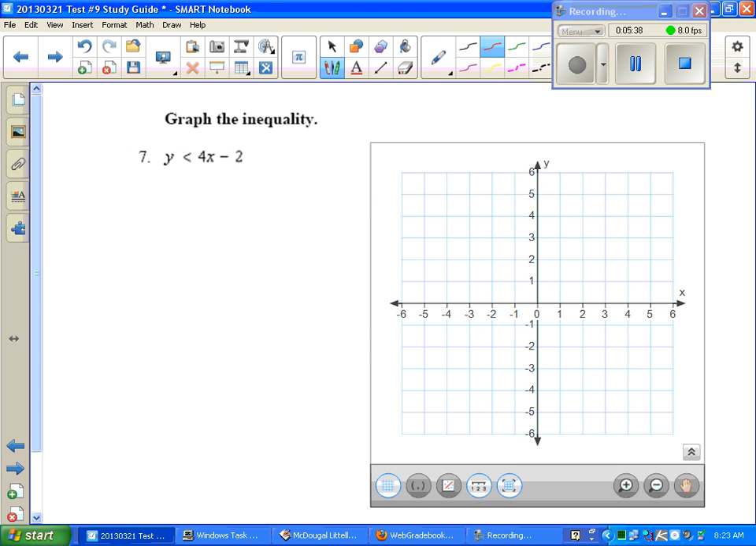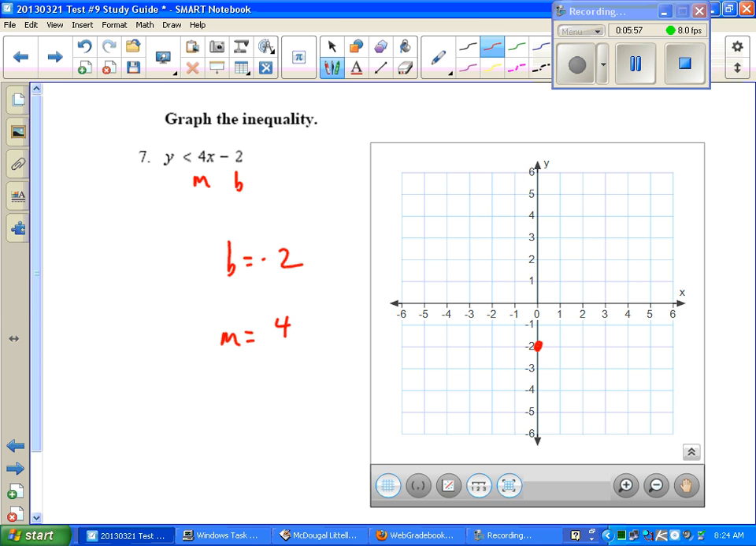Number 7 says graph the inequality. It's already in slope-intercept form, mx plus b, where your m is 4 and your b is negative 2. So b tells you to begin at negative 2. That's your y-intercept, begin at negative 2. Your m tells you 4. The m value is 4.